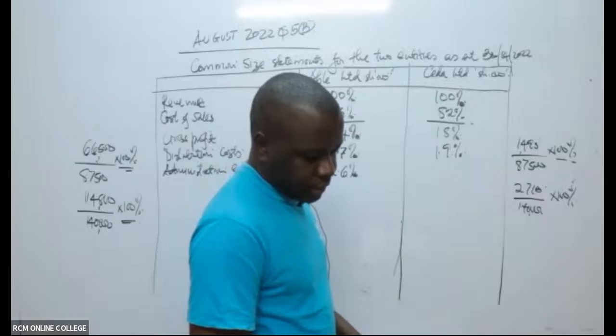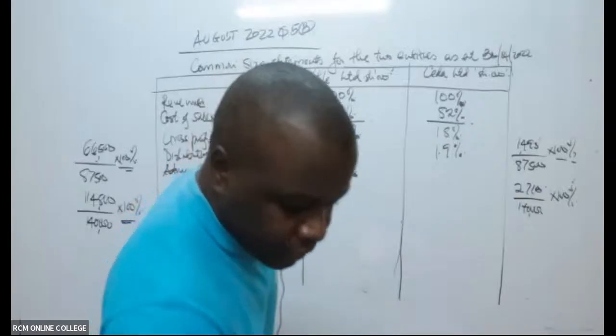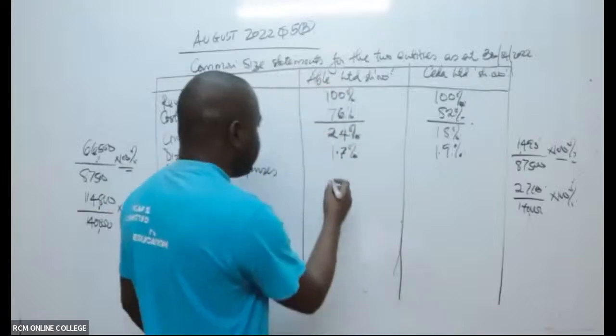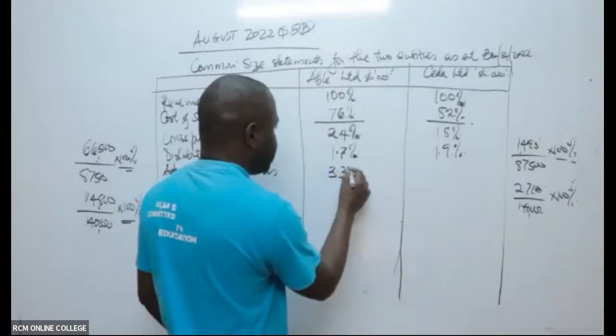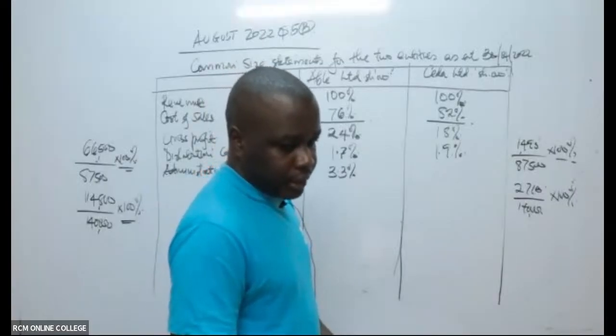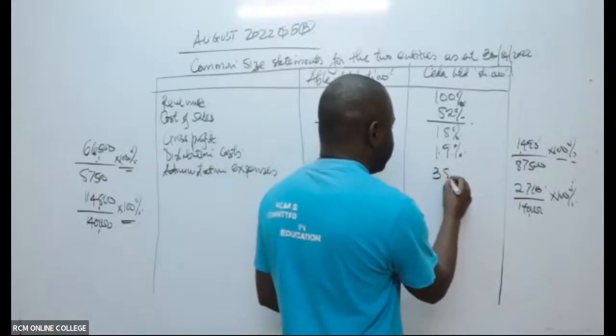Is it 2.6 or 3.3? I don't know. 3.3%. Then on this other side, you are getting 3.8%. It should actually be 3.8%.